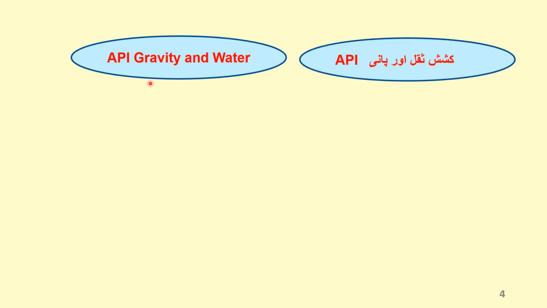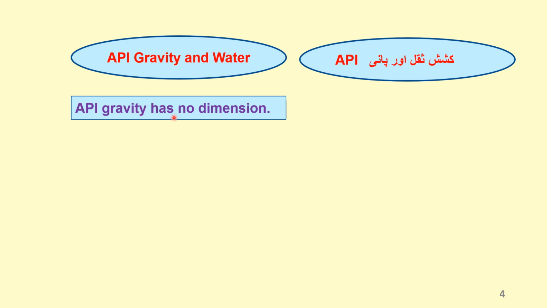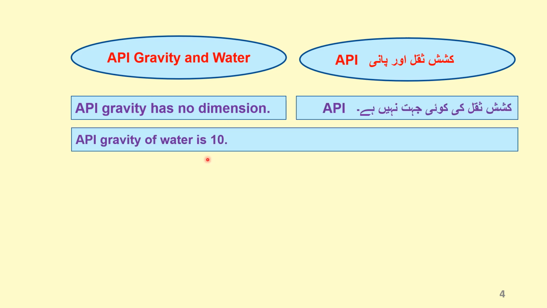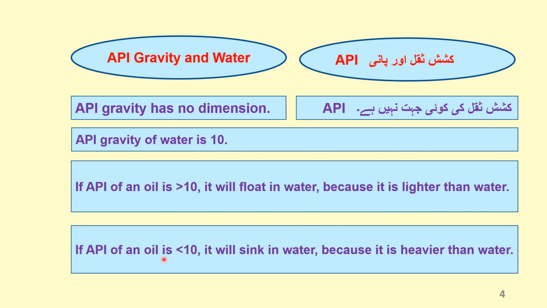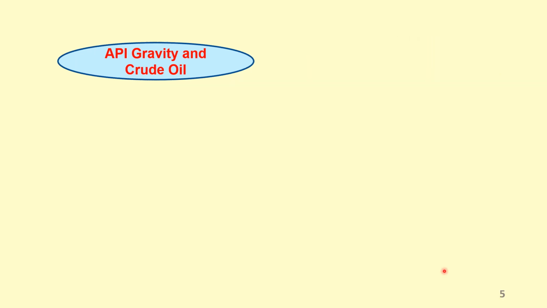API gravity and water. API gravity has no dimension. API gravity of water is 10. If API of an oil is more than 10, it will float in water because it is lighter than water. If API of an oil is less than 10, it will sink in water because it is heavier than water.